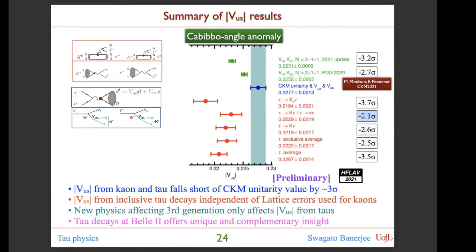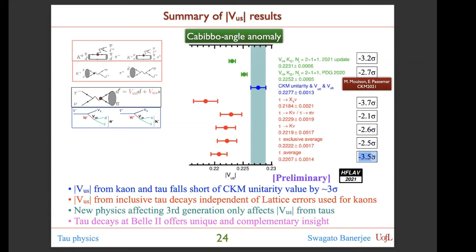The V_us from the ratio of tau to K over tau to pi falls short of unitarity by about 2.1 sigma. The one measured from tau to K alone falls short of unitarity by 2.6 sigma. In the average, we find the whole extraction of V_us from tau decays is 3.5 sigma less than unitarity. So this is quite interesting and is called the Cabibbo angle anomaly, that both from the kaons as well as from the taus, the V_us extracted is less than unitarity by about 3 sigma.